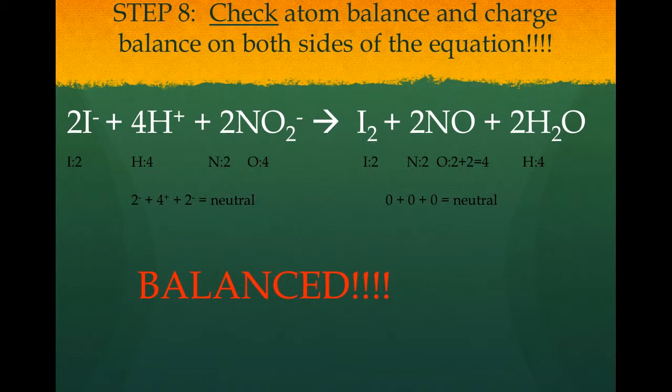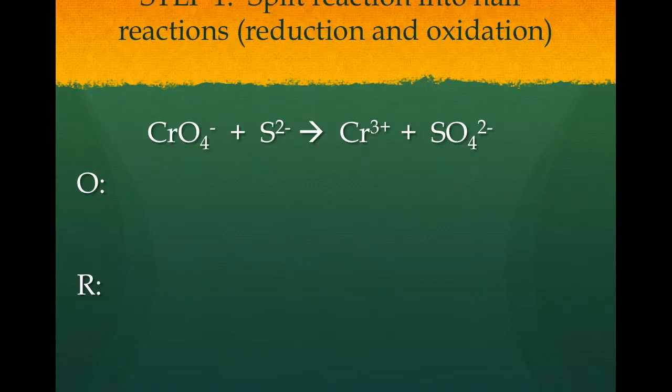We're going to make this one a little more complicated than the last one. So write this next problem in your notes. And I think I skipped 1 or 2, so this is in your notes, but I'm not 100% sure which number it is. But again, we need to split the reaction into half reactions. So copy this down. CrO4 minus plus S2 minus goes to form Cr3 plus SO4 2 minus. I'm going to have you go ahead and assign oxidation states and split it up into your oxidation half reaction and your reduction half reaction.